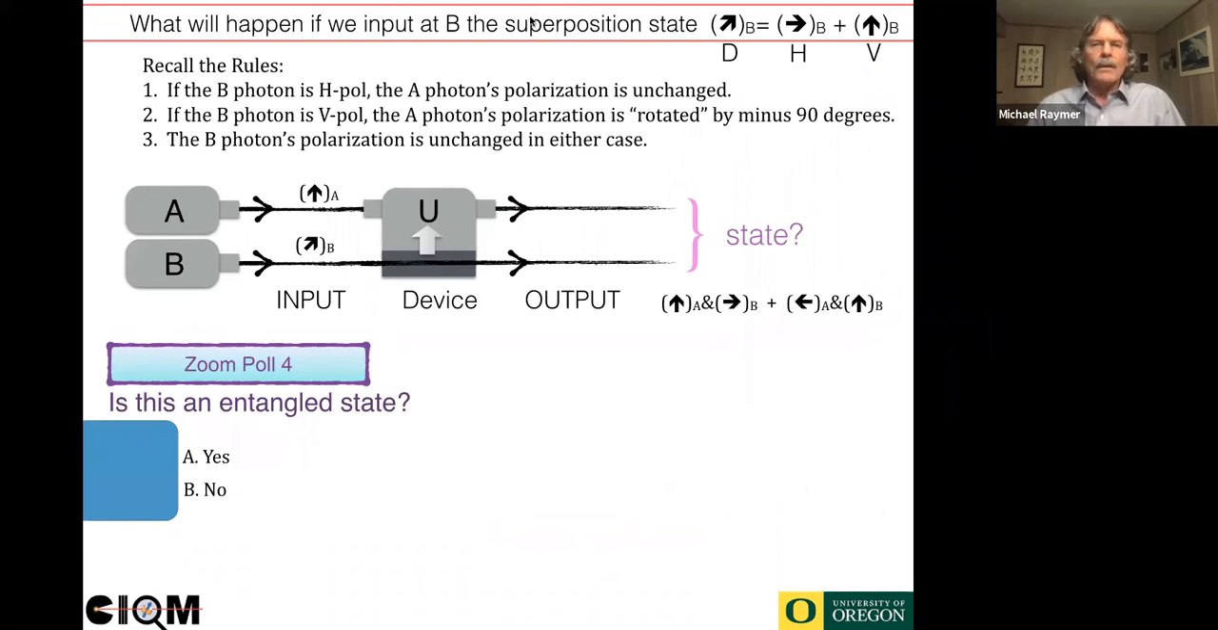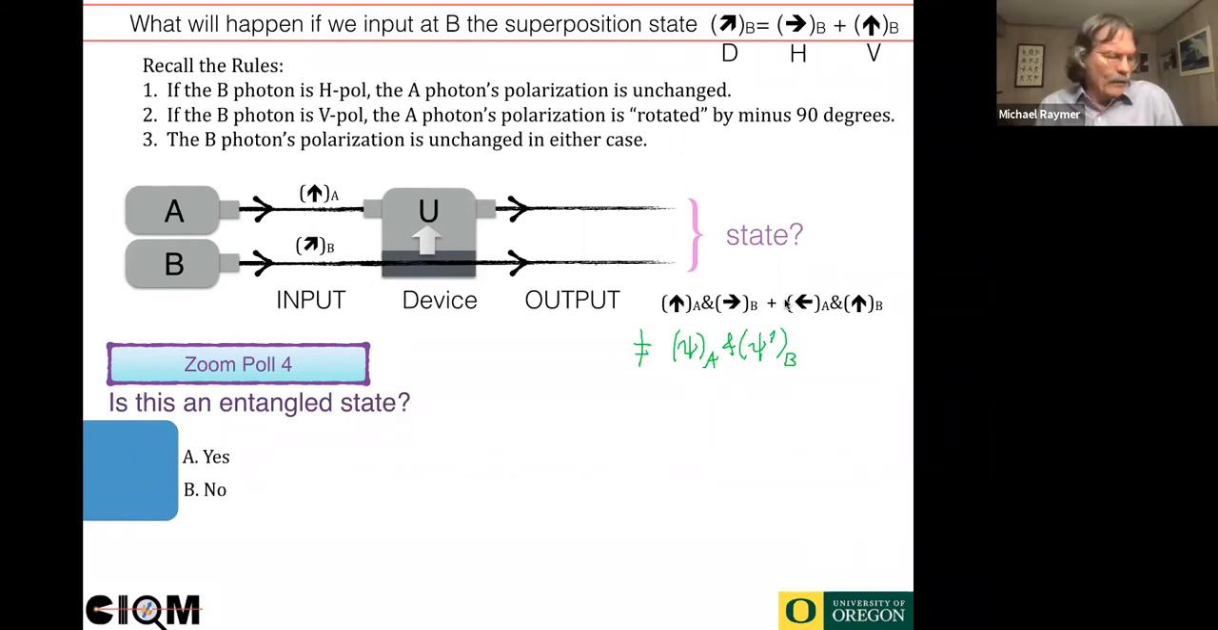Okay, so zoom poll. Okay, so there's not complete agreement on this. So let me just explain it further. The state that's shown here, let me annotate this. The state that is shown here is not equal to some state for Alice and some other state, call it psi prime, for Bob. I cannot write this that way.